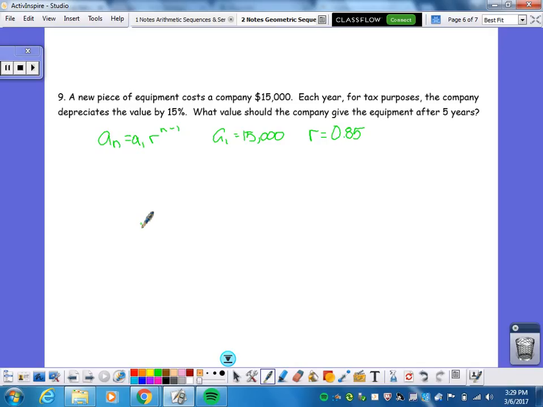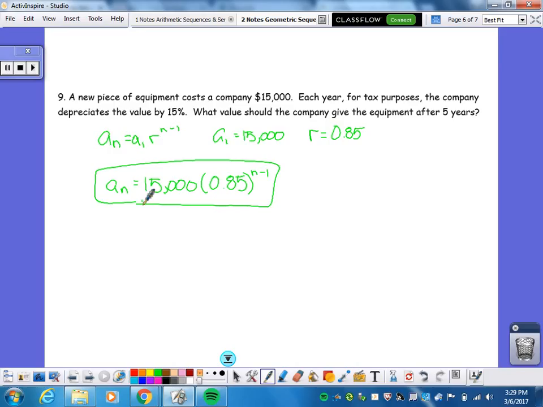Now let's find what our new piece of equipment will cost after 5 years. So A sub n is equal to 15,000 times 0.85 to the n minus 1. This is our equation, and we're now going to substitute in 5 for n. A sub 5 is equal to 15,000 times 0.85 to the 5 minus 1. A sub 5 is equal to 15,000 times 0.85 to the 4th.